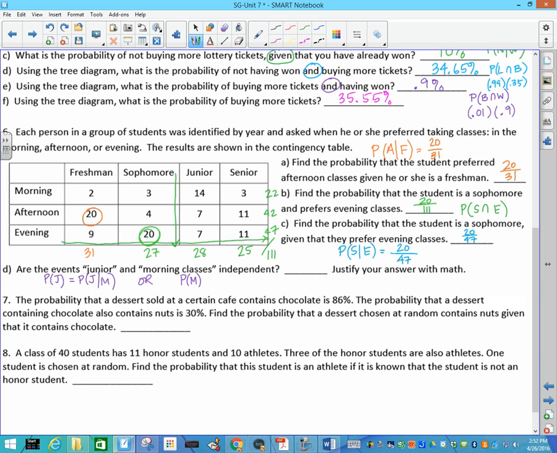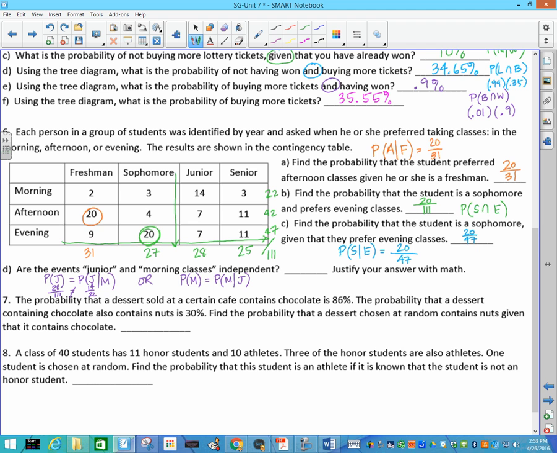Probability of M equals the probability of M given J. If these two events are independent, then J doesn't affect the probability. Okay? So the probability of J is the probability of a junior. How many juniors? I have 28 over 111. The probability of a junior given they like morning classes, so there's my bottom. Morning classes is 22. How many of those are juniors? 14. So you can either cross multiply and see, or change each of these to a decimal, and you'll find out they're not equal.